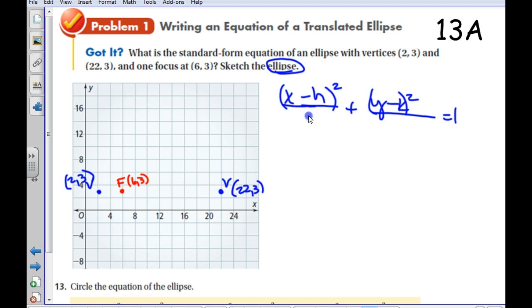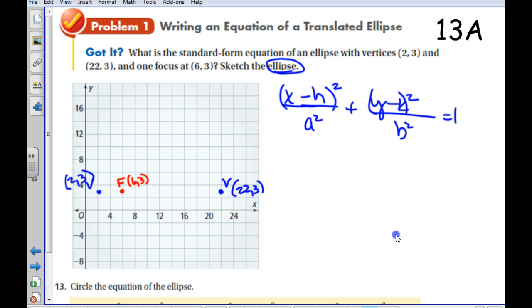And what's the rule about A and B for ellipses according to our sheet? Whichever one's bigger we call A, okay? If these are the vertices, what does that tell you? According to this worksheet, that means that's the bigger one, right? The other two are the co-vertices, the smaller one? Okay. So vertices are going in the x direction. Is everybody okay with that? So this is going to be A squared and B squared.